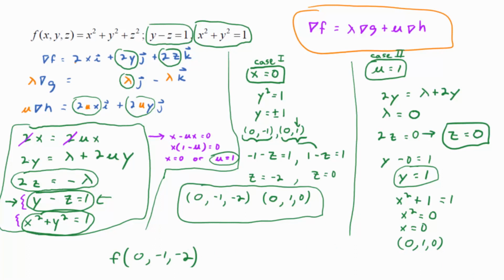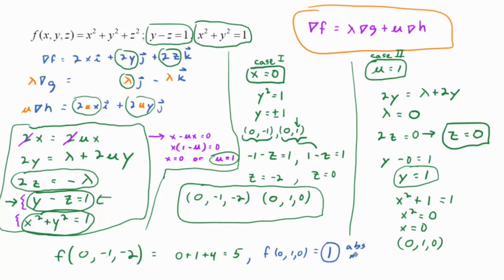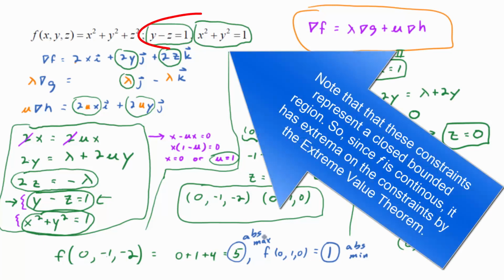What happens when I plug into the original function, 0 for x, negative 1 for y, and negative 2 for z? I get 0 plus 1 plus 4, which is 5. Okay, and then let's plug in the other one. f of 0, 1, 0. That's just going to be 1 squared, which is 1. So that means, assuming that these extrema exist, this 1 will be your absolute minimum on the constraint. This 5 will be your absolute maximum. And the extrema do exist, I guarantee you. I feel like I'm selling you a car.